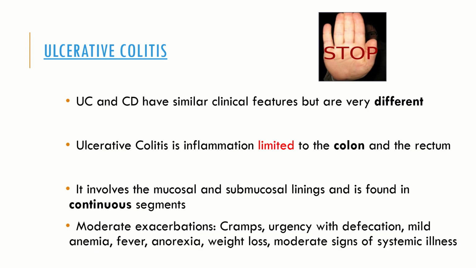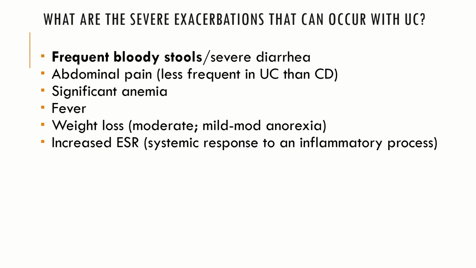The way this looks moderately exacerbated is going to be cramping, urgency with defecation, mild anemia, because we'll talk about blood in the stool a little bit later, fever, anorexia, weight loss, and moderate signs of systemic illness. Here is a list of severe exacerbation symptoms that occur with UC.